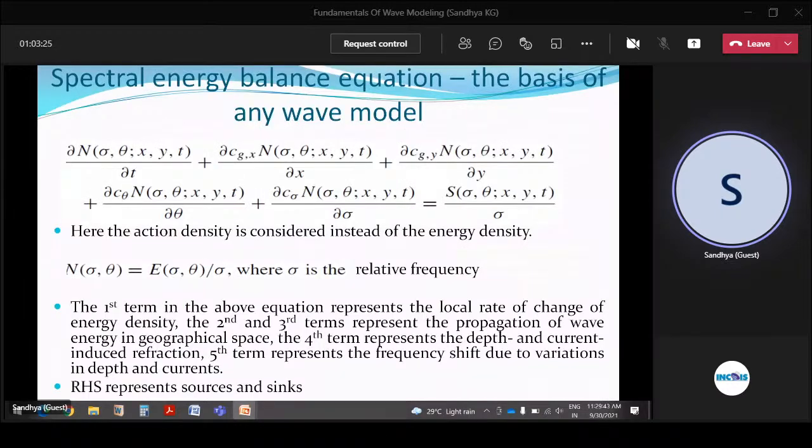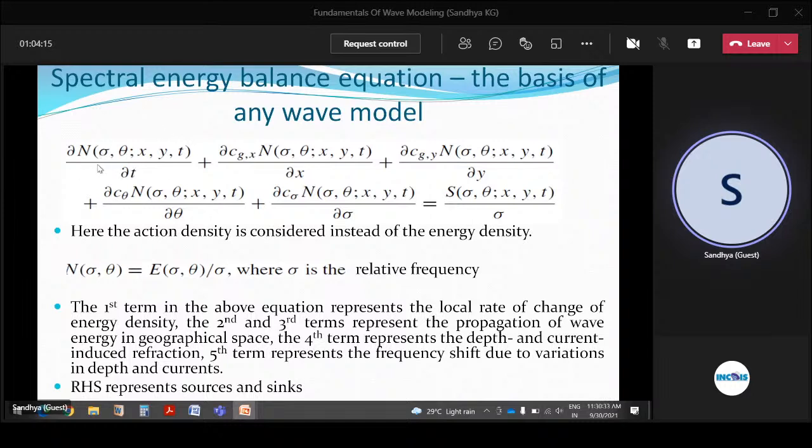Now, this is the spectral energy balance equation, which is the basis of any wave model. There will be slight changes according to the wave model, but this is the basis. There is no need to go through this term by term to understand this equation, but I'll explain the role of each term. Here, instead of the energy density we were speaking about till now, you are seeing N. This N is the action density, which is the energy density divided by the relative frequency. This N is considered because in the presence of currents, wave energy is not conserved, but wave action is conserved. So in order to have a conserved quantity, they have replaced the energy density by the action density.